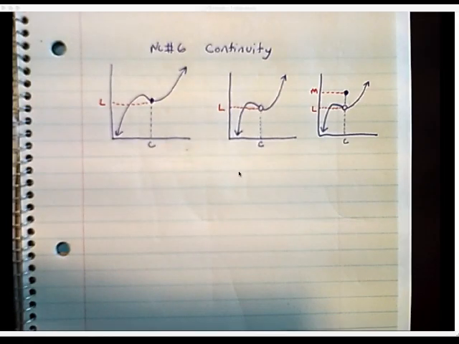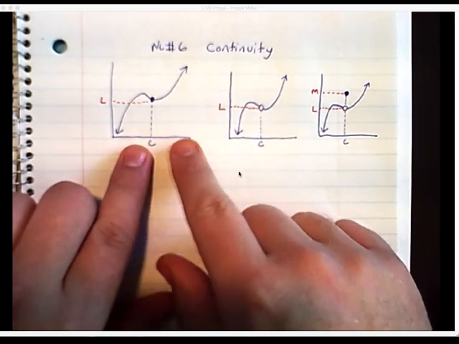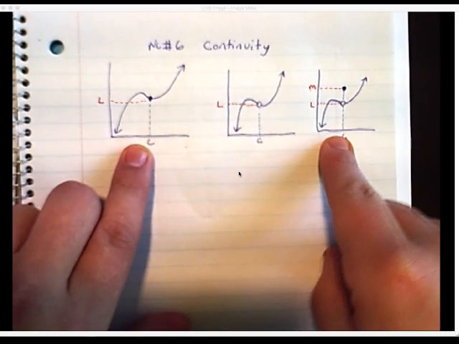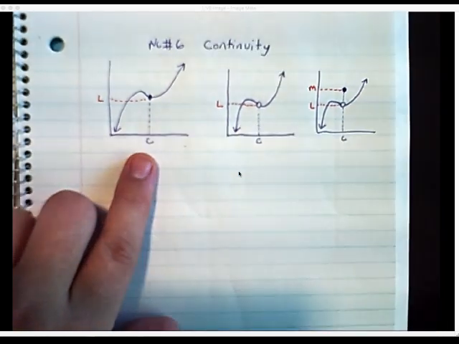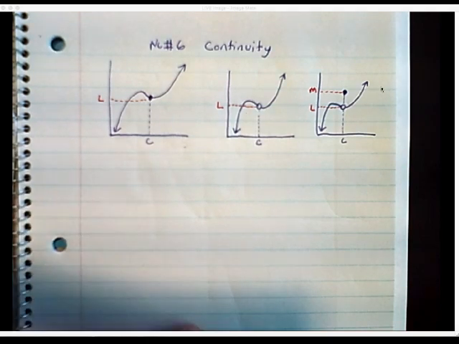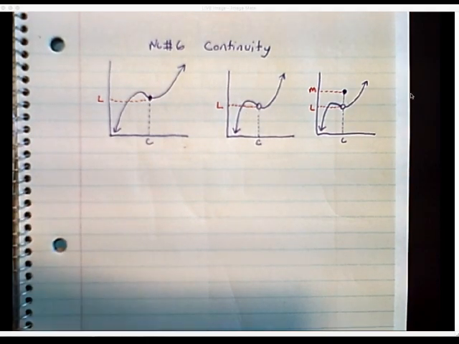All right, y'all, this is going to be note card number 6, continuity. Before we actually start with the note card itself, I want you to go ahead and draw these 3 graphs. First, I'm just going to tell you which of these 3 graphs are continuous and which ones are not.